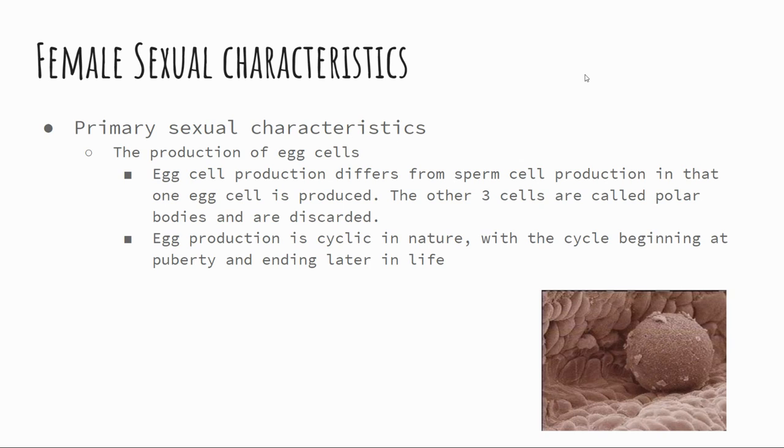Females also have primary and secondary sexual characteristics. The primary sexual characteristic of female is the production of egg cells. Egg cell production differs from sperm cell production in that one egg cell is produced and the other 3 cells are called polar bodies and they will be discarded. Egg production is cyclic in nature, with the cycle beginning at puberty and ending later in life. So females do not produce eggs for their entire lifespan.